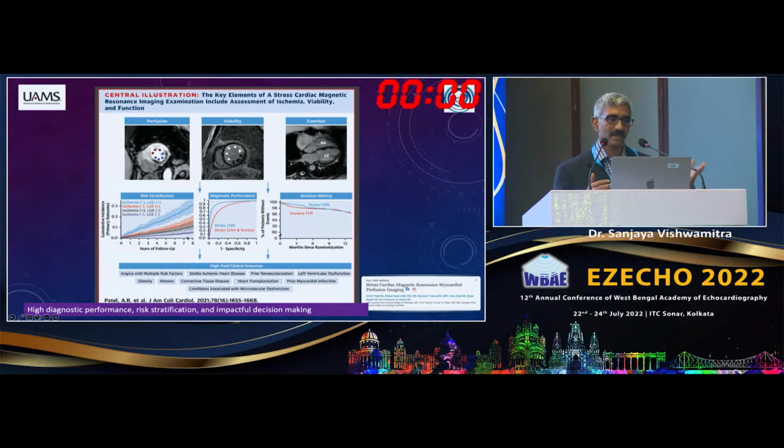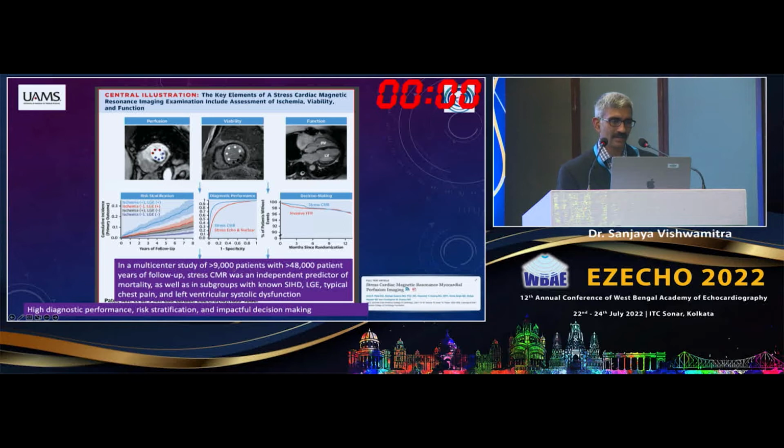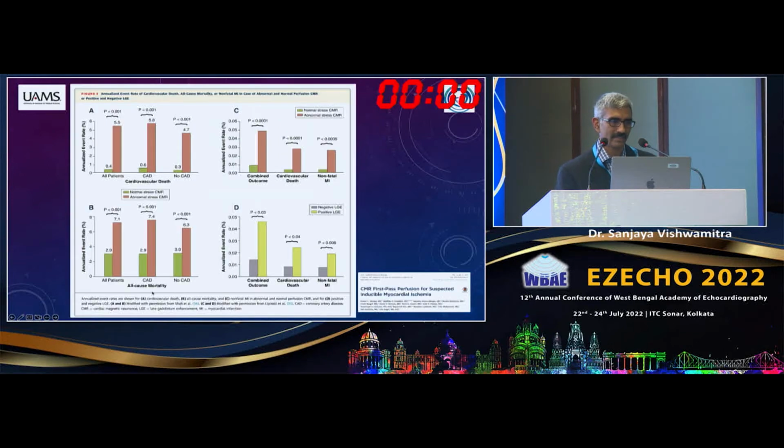So adding the ischemia protocol to the viability protocol adds to the significance in terms of future cardiac events in these patients as well. So in a multi-center trial, 9,000 patients, 48,000 patient years. They followed the patients up for multiple years, about 5 to 7 years. Stress CMR, again, was an independent predictor of mortality, as I showed you in the earlier exam. And this is just putting it all together in terms of a graph where you looked at the combined outcome and basically showing you the same thing that I've discussed so far, that patients who had ischemia with infarct did poorer than patients who had only infarct without ischemia.